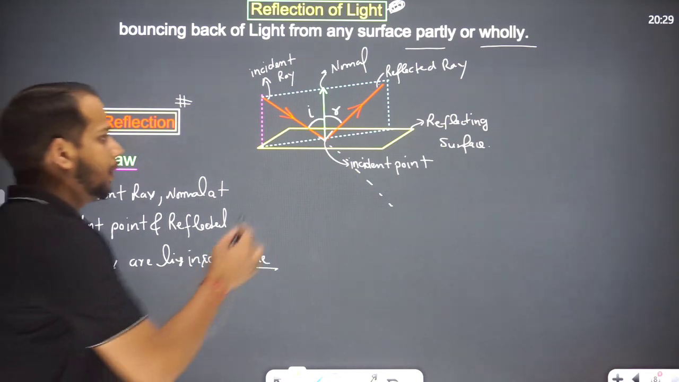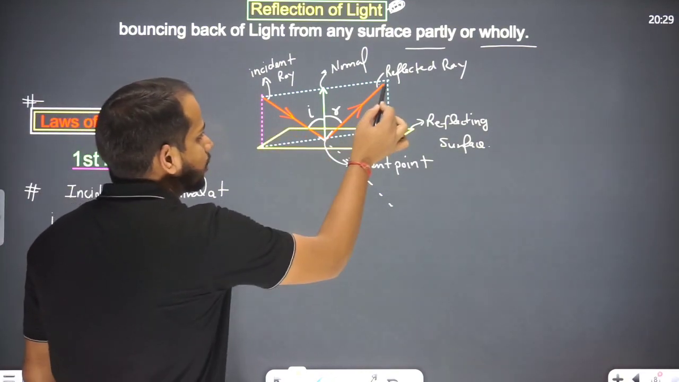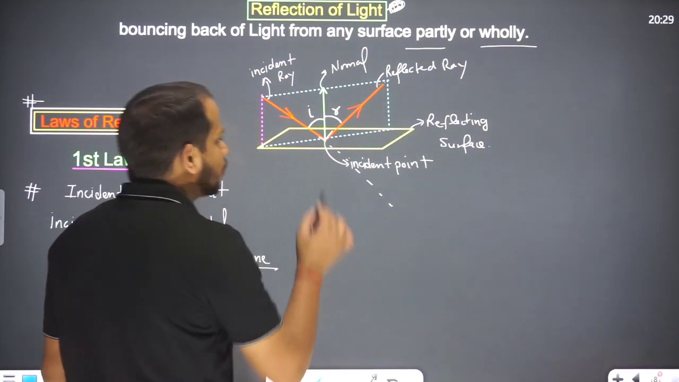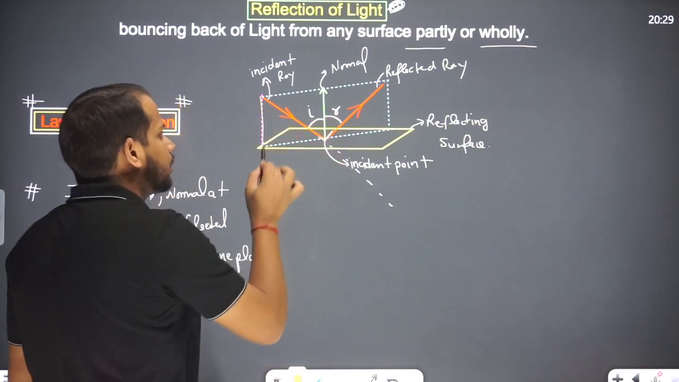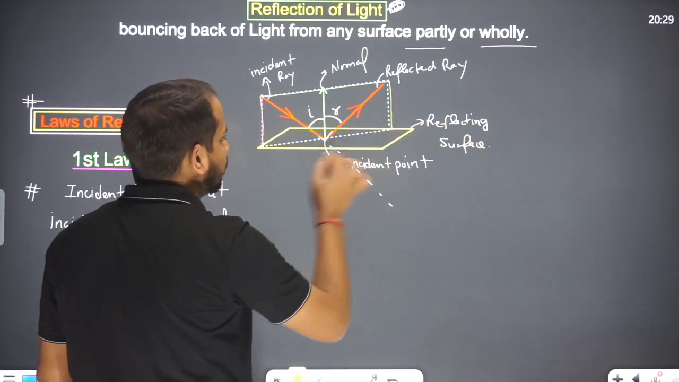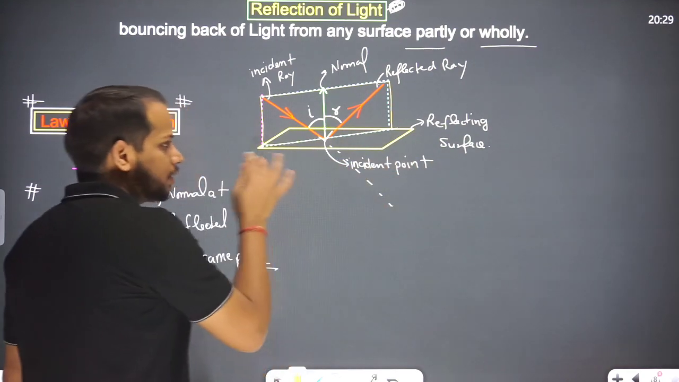I have just drawn the plane over here. This is the incident ray and this is the reflected ray. You can observe this is the normal. Then this is the plane in which all three lie.